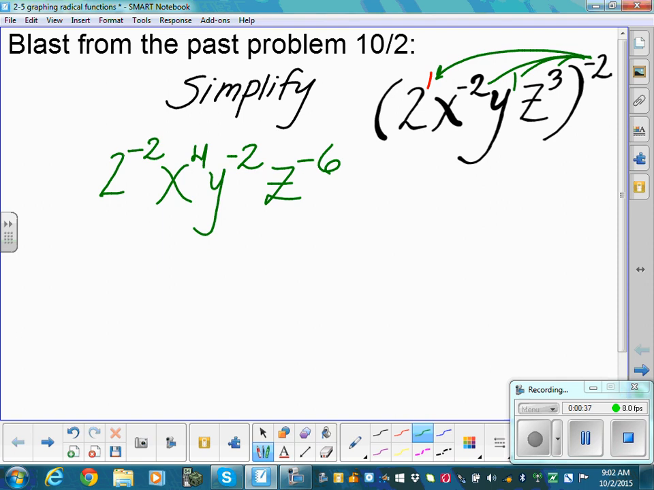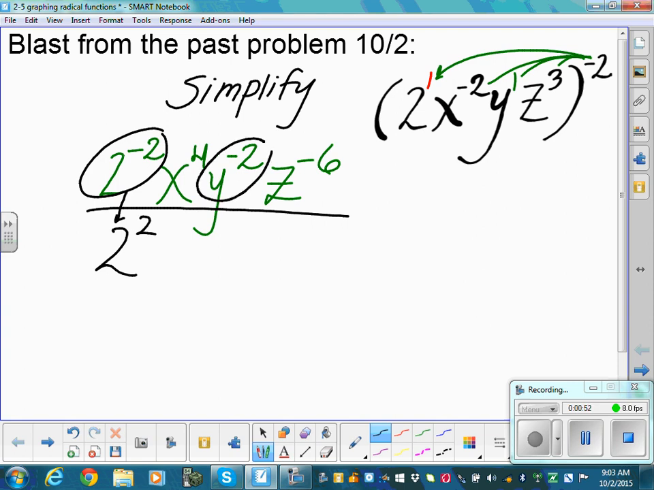Now let's go through, draw our fraction line, flip anything with a negative exponent. Does this have a negative exponent? Flip it down to the bottom. When we do, does it stay negative? It's positive, so we have 2 to the +2. X to the 4th, we're not going to flip that. We are going to flip this. It's going to be y to the +2 on bottom. This we're going to flip. It's going to be z to the +6.